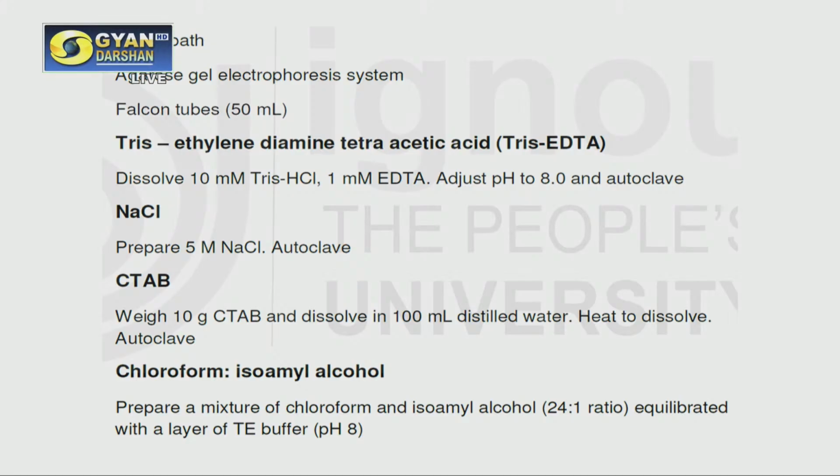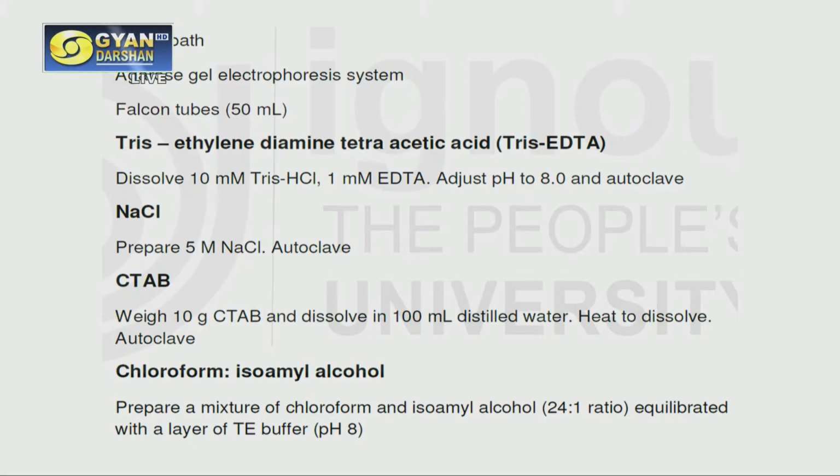like Tris EDTA pH 8. You need sodium chloride, 5 molar sodium chloride. Then you need the CTAB buffer. How will you prepare the CTAB buffer? That is 10 gram CTAB in 100 ml distilled water, and then you have to autoclave it. That means it is 10% CTAB because it is 10 gram in 100 ml.